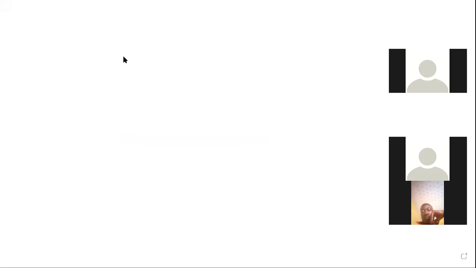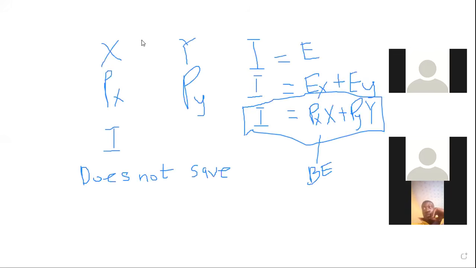So let's quickly look at how to draw the graph of the budget equation. I don't know what's happening here. I'm coming, let me do it again.